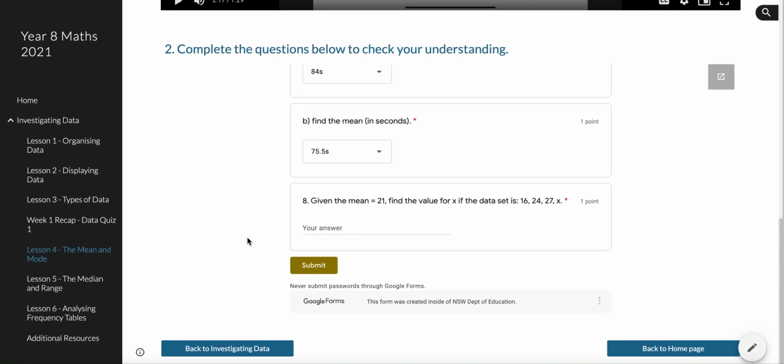Okay, now given the mean equals 21, find the value for x if the data set is 16, 24, 27, and x. Okay, so this one's a little tricky. I'd probably prefer to write the solution down on paper. So I might write the solution. So I'll pause this video.